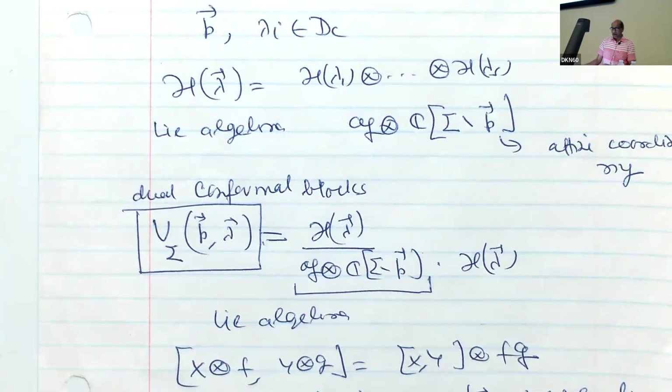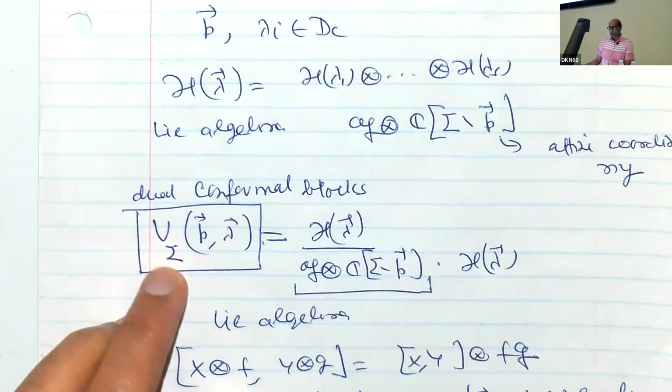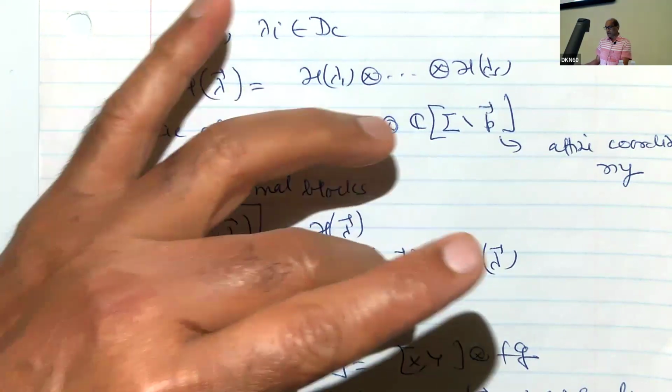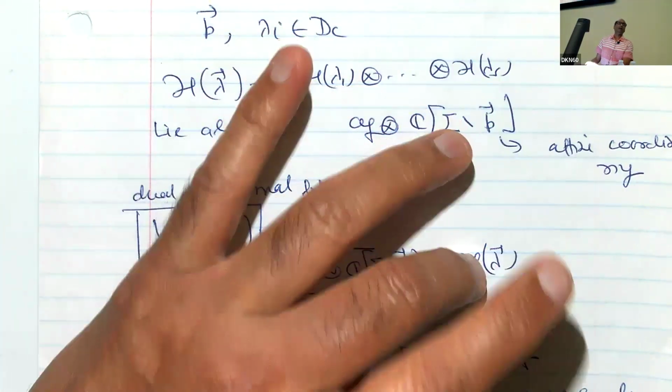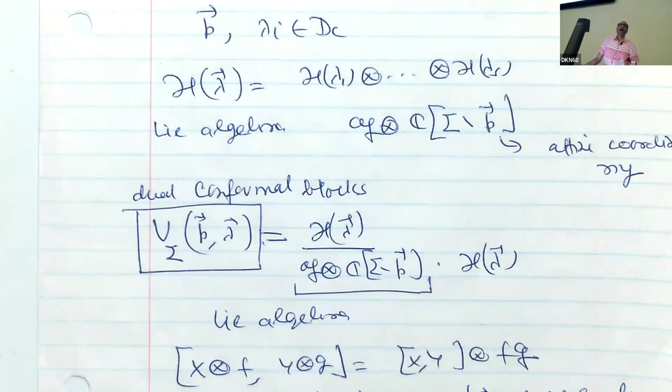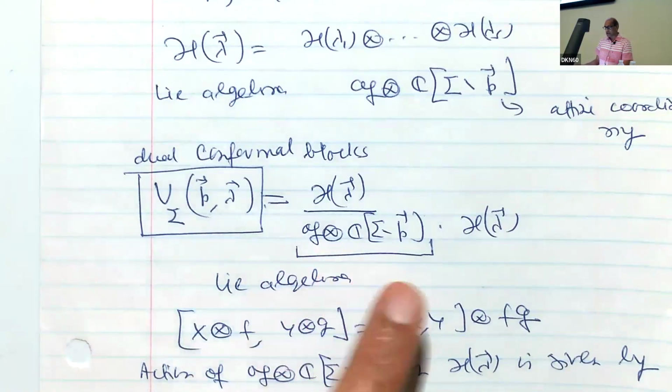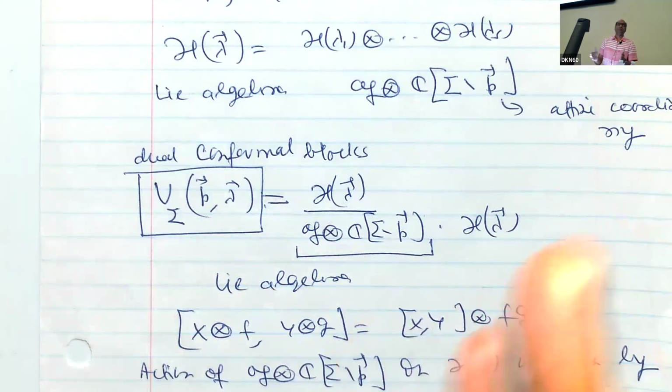But now I define the dual conformal block, which I denote by V sigma P lambda, which is this H vector lambda divided by the action of this Lie algebra on H lambda. So you are taking the coinvariants of this Lie algebra action on H lambda. For those of you who prefer, it is the Lie algebra homology, H lower 0, of this Lie algebra with coefficients in H lambda. As I said, the Lie algebra structure on G tensor C of sigma minus P is basically the pointwise Lie algebra action, coming from the Lie algebra G.